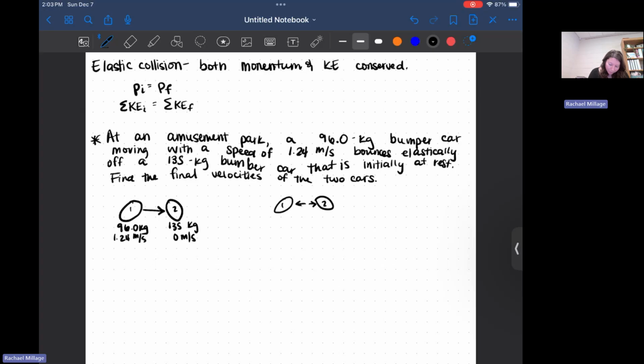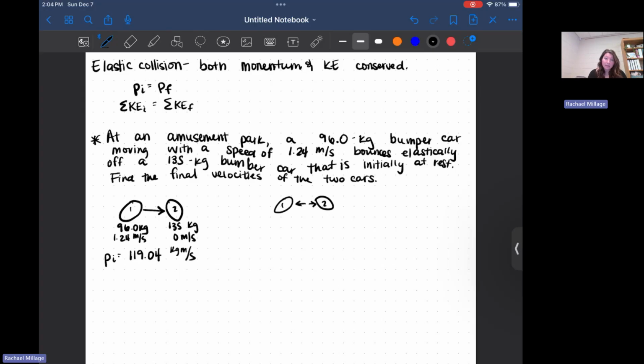So my initial momentum before is going to be the total of all of my momentums. So it's going to be mass times velocity for the first car, which is 96 times 1.24, which is 119.04 kilogram meters per second. And my second car, its momentum is 0 because it's not moving, so I'm not even going to bother putting the plus 0 there. So my total momentum is 119.04 kilogram meters per second for the whole system.